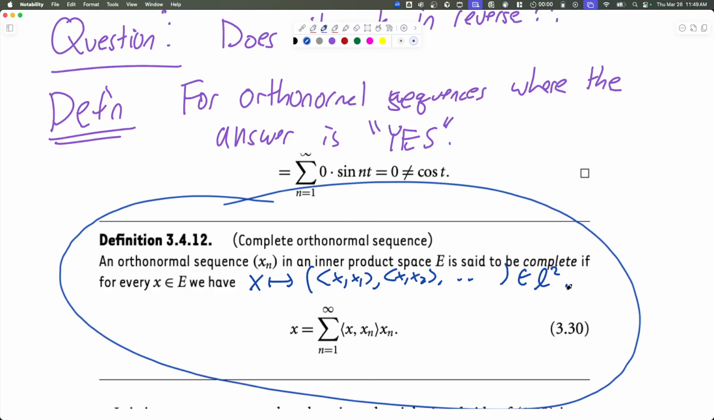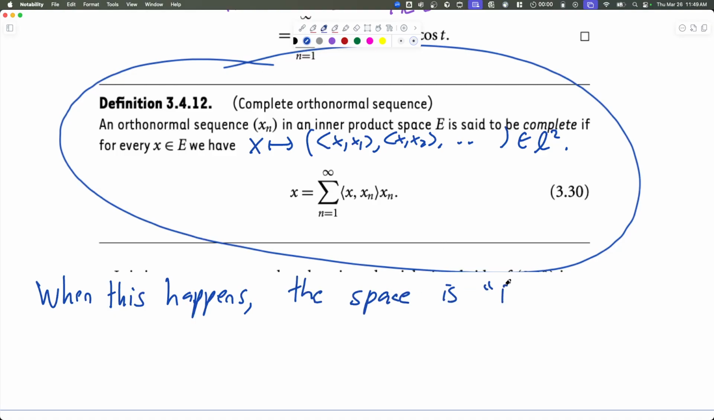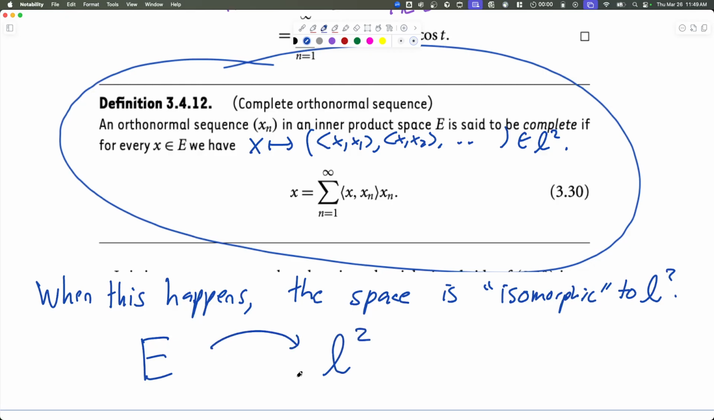Okay. So when this happens, the space is, people say, isomorphic to lowercase L2. So we have a map from E that maps into lowercase L2, and then we have a map back. The map into it is take the inner product with all the elements of the sequence, and the map back is to do this infinite sum. And if they undo each other and they're the same, then it's isomorphic.